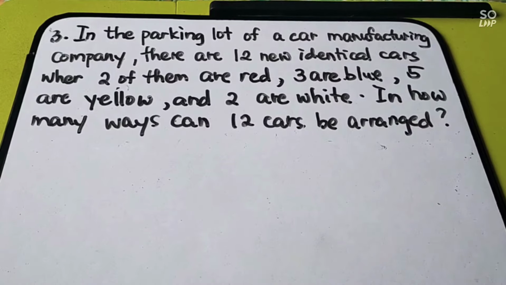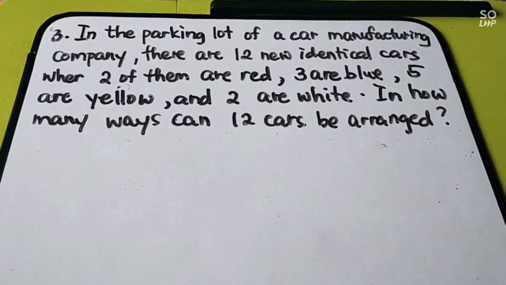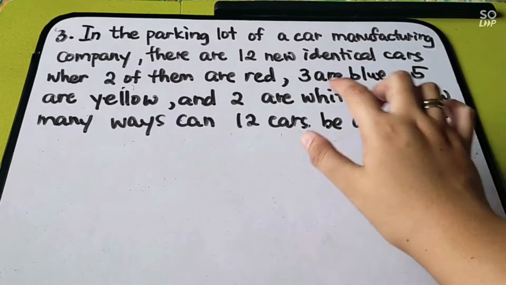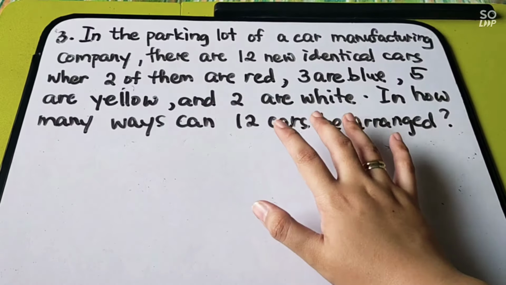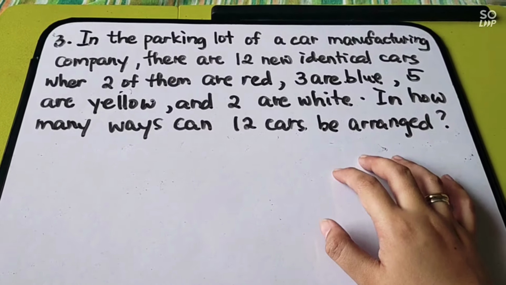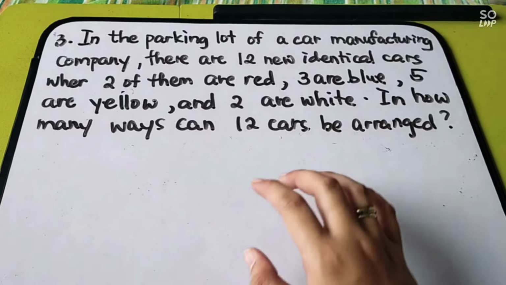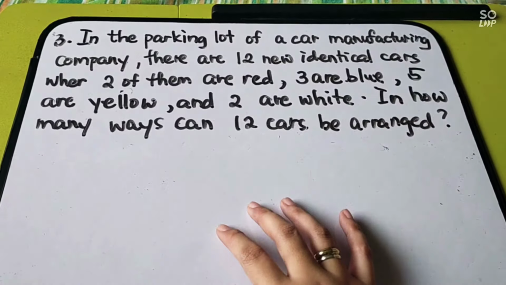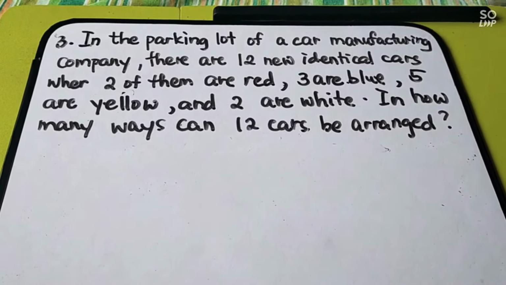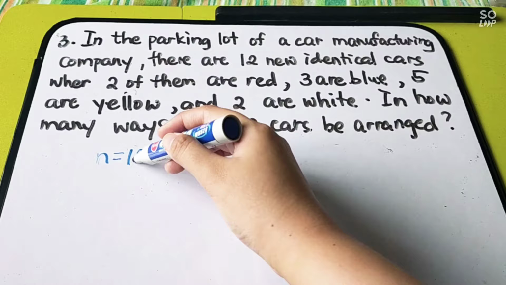Alright. Number 3. In the parking lot of a car manufacturing company, there are 12 new identical cars where 2 of them are red, 3 are blue, 5 are yellow, and 2 are white. In how many ways can the 12 cars be arranged? In this case, we have 12 cars involved, which are identical. Ang gagamitin natin ay permutations with identical objects. So, our n objects is how many cars? We have here 12.